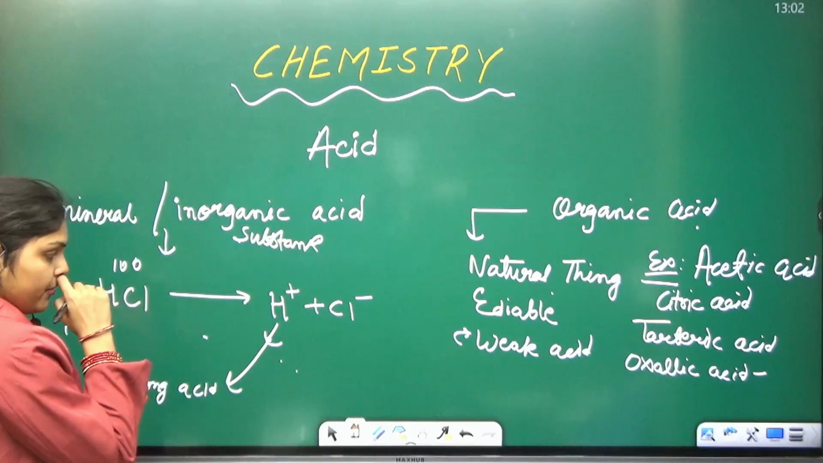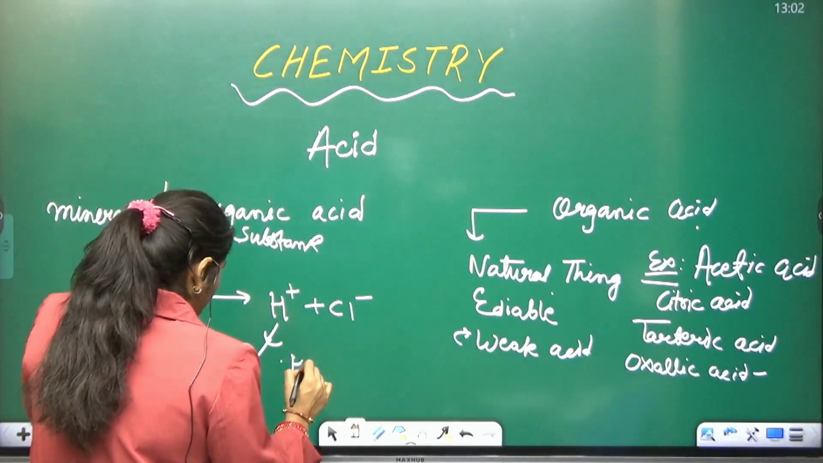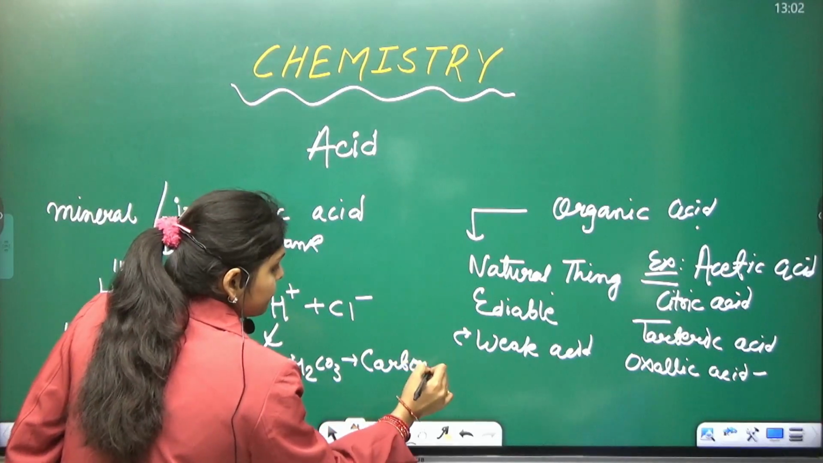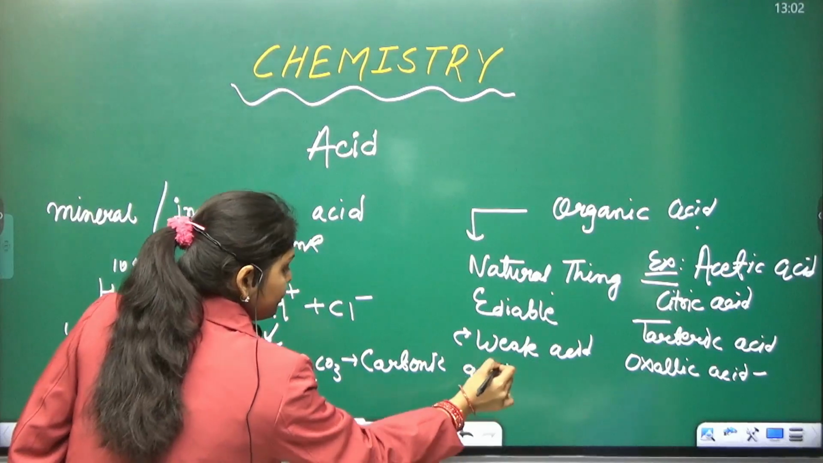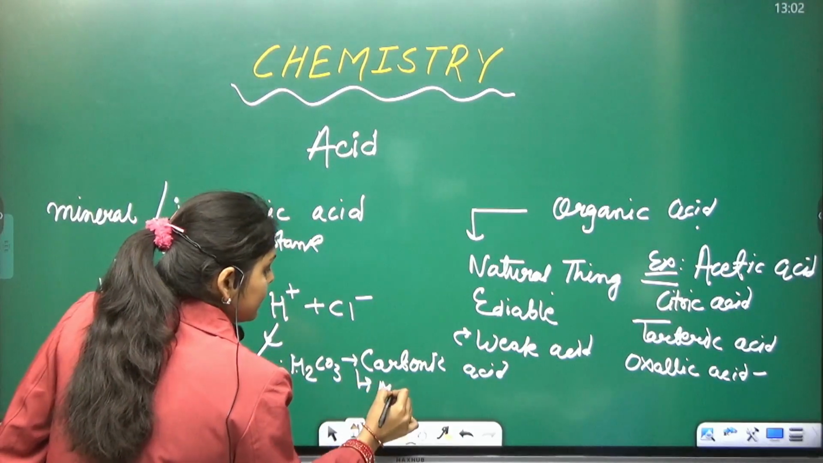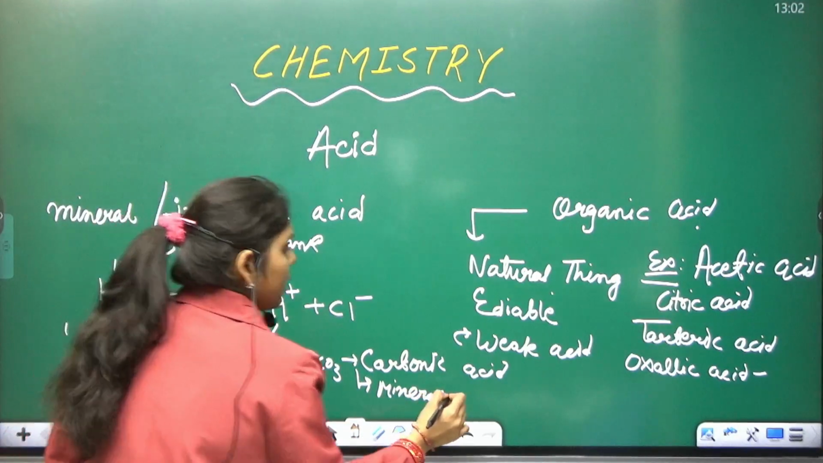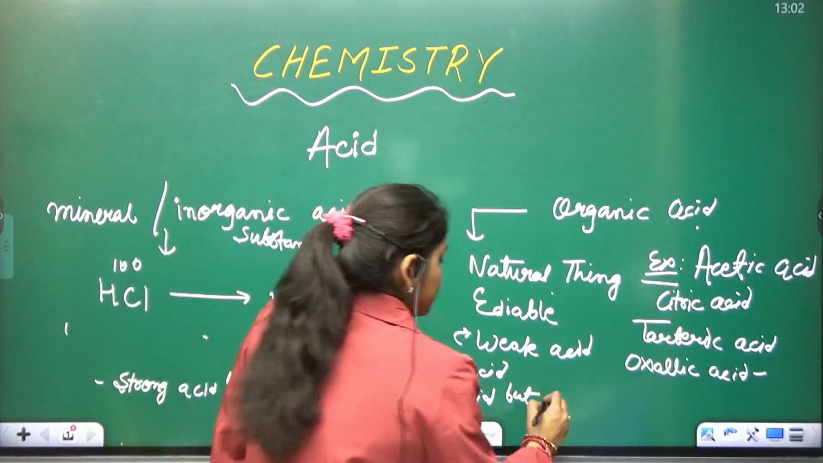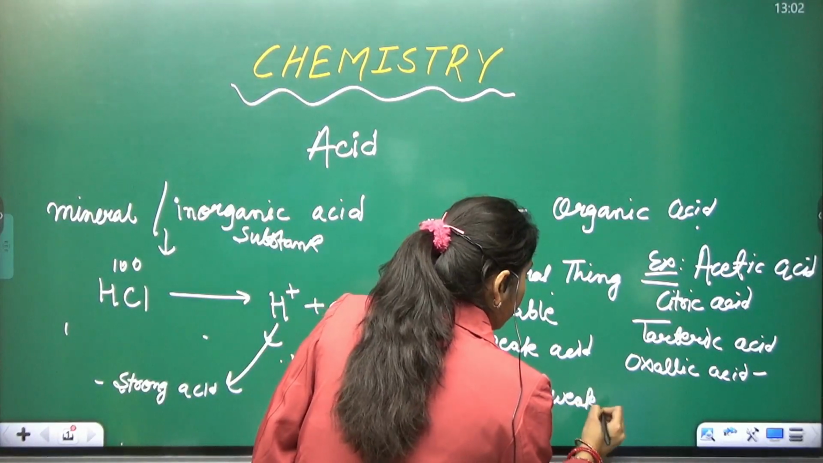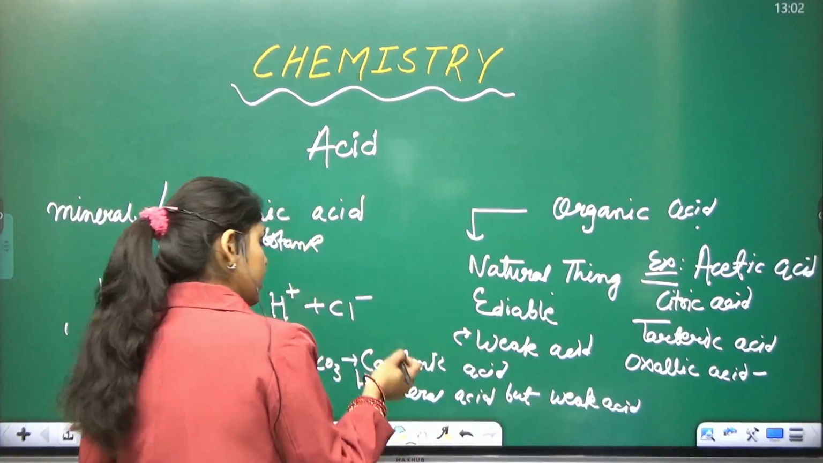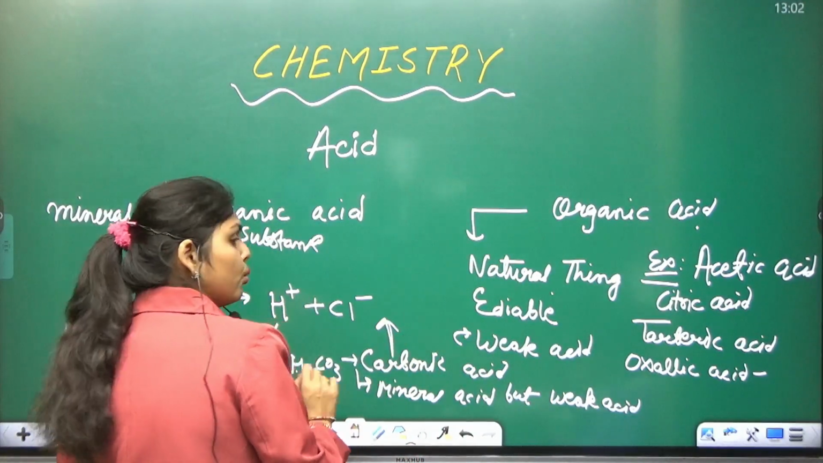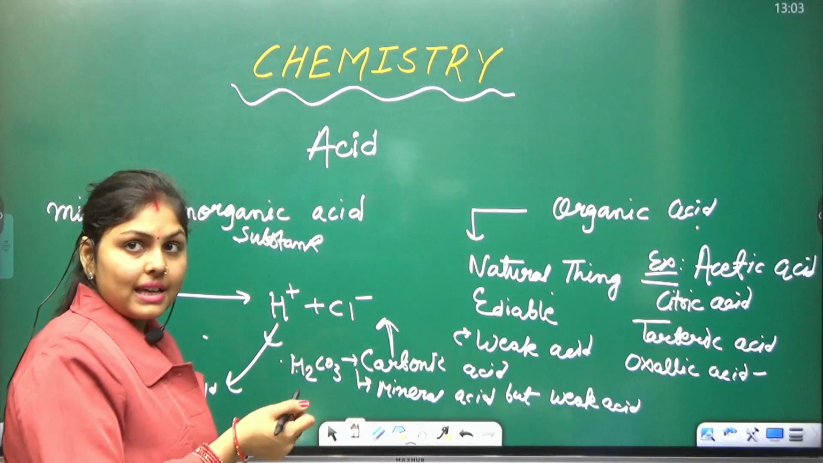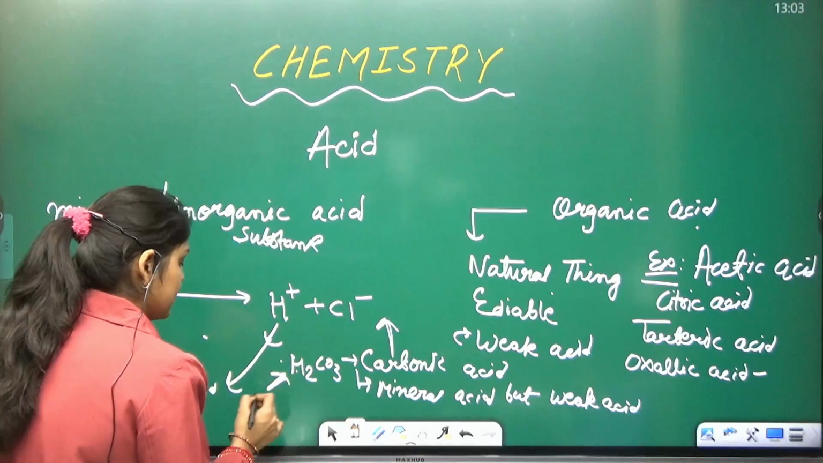Here is one exception, which is H2CO3, which is carbonic acid. It is a mineral acid, but it is a weak acid. Why? Because on dissociation, it is not completely ionized, and only 5% in 100 molecules, only 5 will be ionized. So that's why it is a weak acid. So it should be remembered and it is an exception.